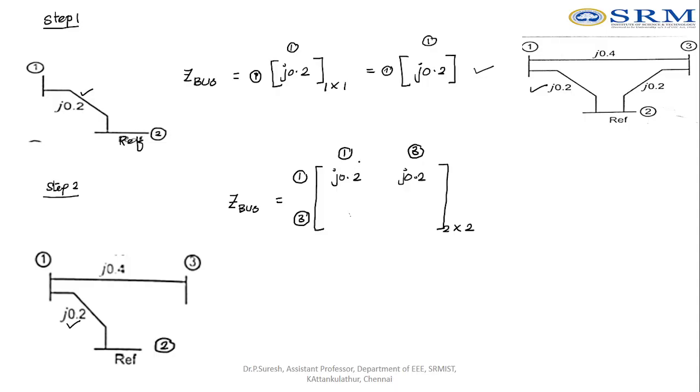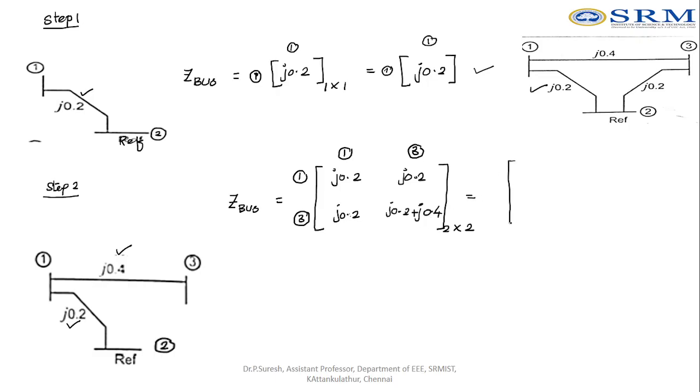The column value should be coming here, and the same is nothing but the row. So the same row should be written here. These are the elements. But what about this one? This element should be filled using the previous or latest diagonal element added with the new branch connected. What is the new branch connected? It is j0.4. This is added with the latest diagonal element, and the latest diagonal element is j0.2. So we are going to add that one. So it is j0.2 plus j0.4.